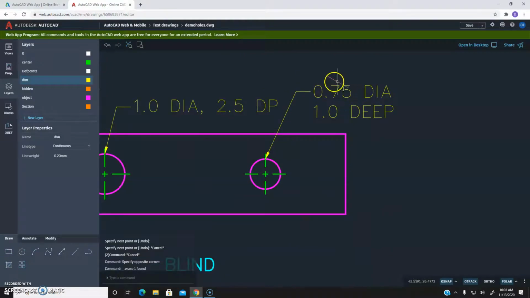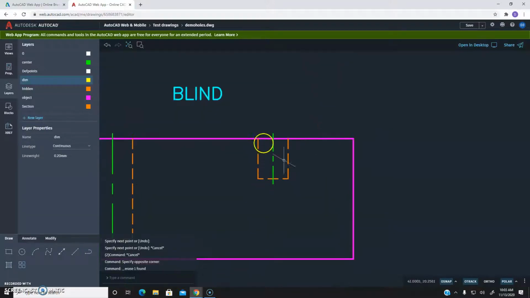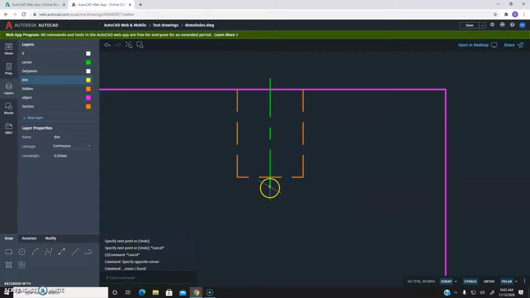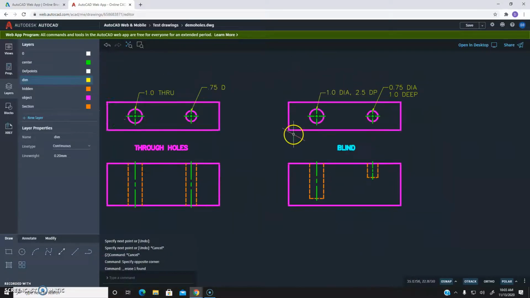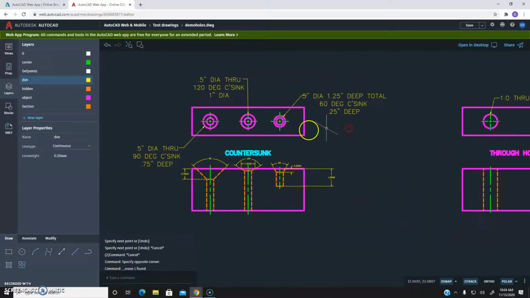Let's look over here at our second call, 0.75 DIA for diameter, and 1.0 deep, which is pretty direct. It's telling you that the hole is 1 inch deep. And again, we can kind of see how this is lining up. And again, note that the center line just overhangs the length of the hole by a little bit on the edge of the material and then past where the hole ends. So, pretty simple. Now we're going to get into some more complicated holes.